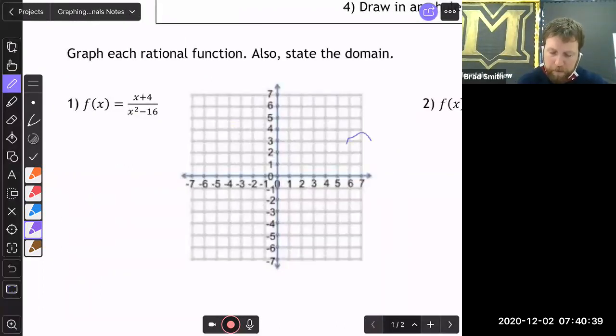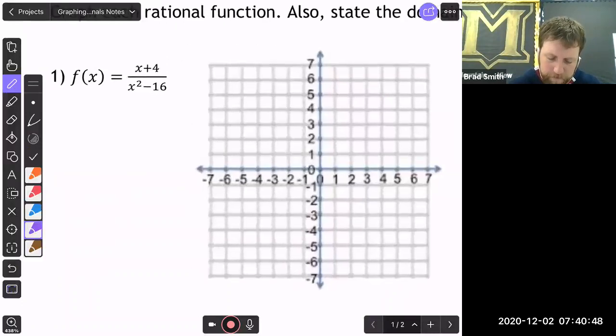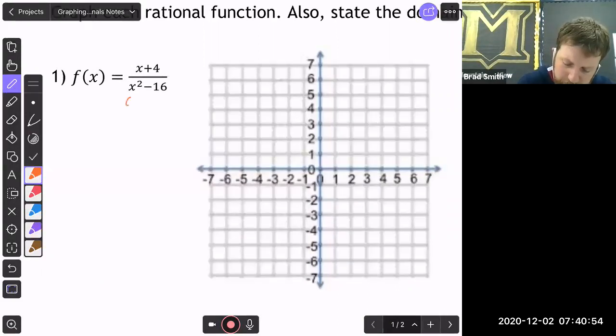So let's look at a couple of these. I gave you a couple of other directions up there, but I like this. So let's find all of our information. First of all, let's see if anything can factor. So this factors into x plus 4 times x minus 4. So this cancels. So I have 1 over x minus 4. So I'm going to go ahead and find all of my information that I know.